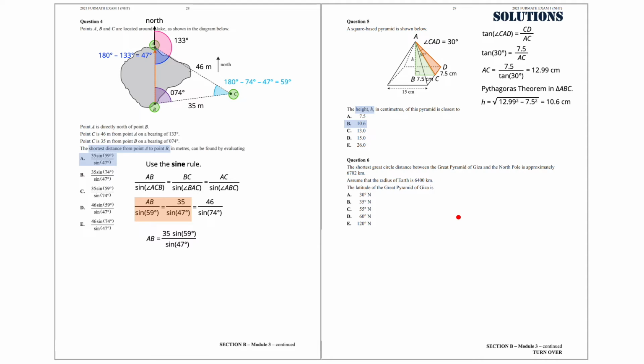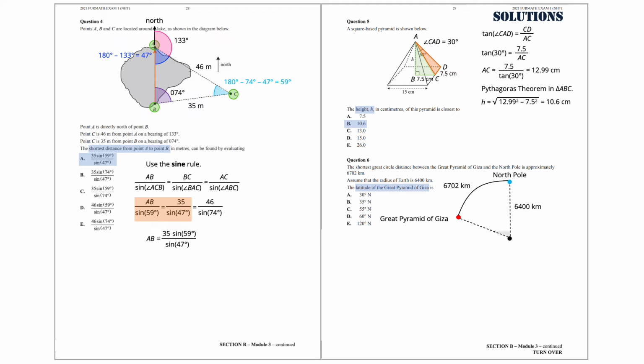Question 6. The shortest great circle distance between the Great Pyramid of Giza and the North Pole is approximately 6,702 kilometers. Assume that the radius of Earth is 6,400 kilometers. What is the latitude of the Great Pyramid of Giza?